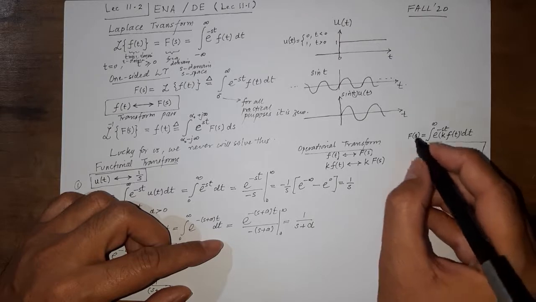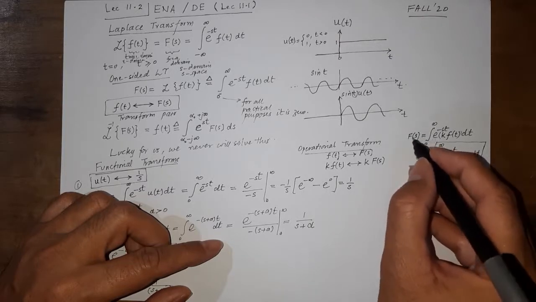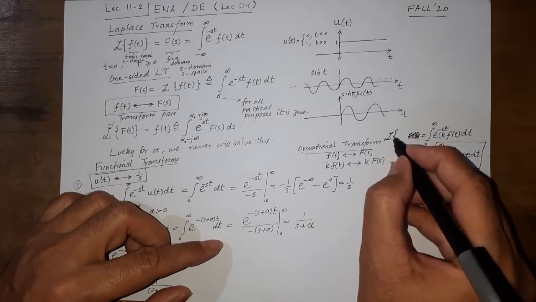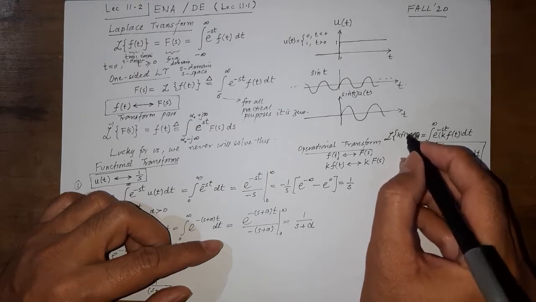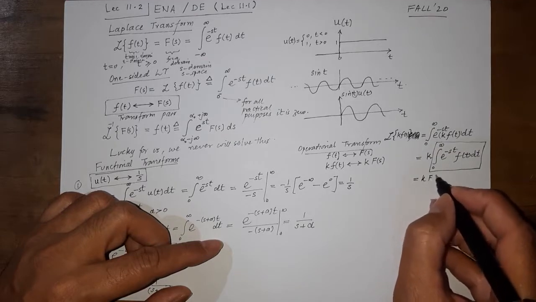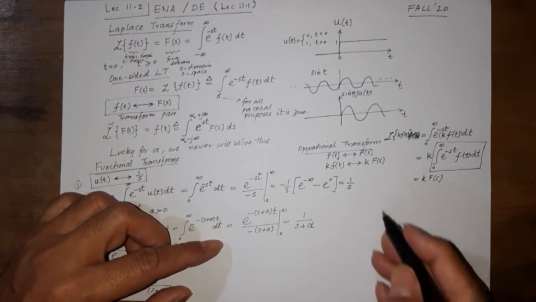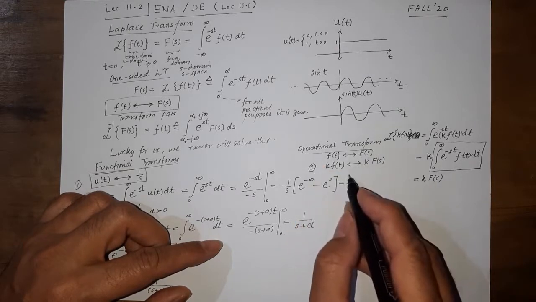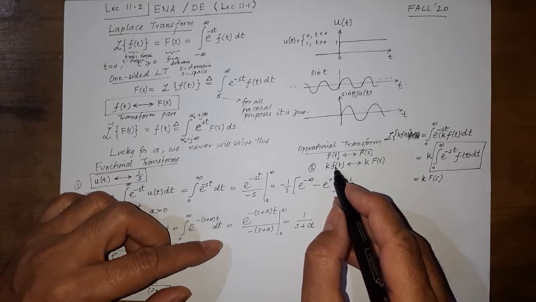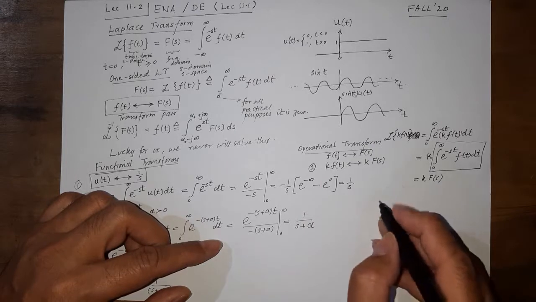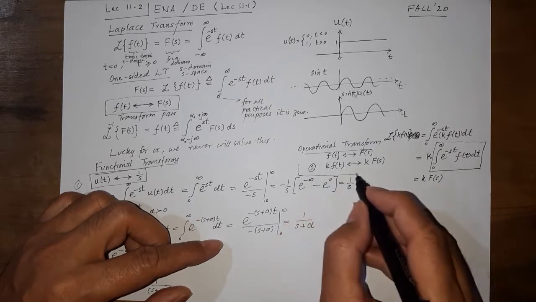So basically, let me not write this here because we have to be mathematically correct. We are trying to find the Laplace transform of k f(t), and we have found that to be equal to k times F(s). So this is the proof. This is, for example, the first thing in the operational transform table: if a constant multiplies the time function, the same constant is going to multiply its Laplace transform.